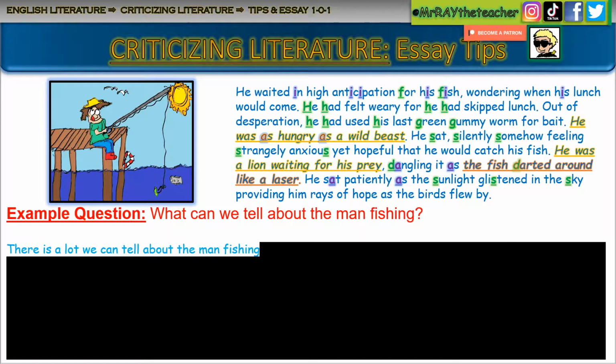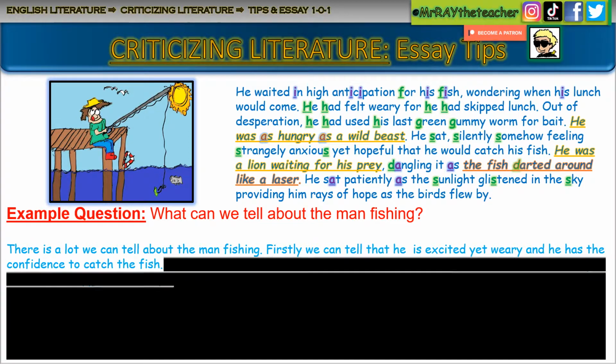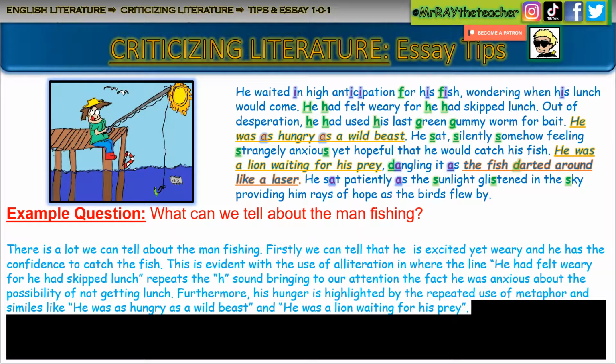There's a lot we can tell about the man fishing. Firstly, we can tell that he's excited yet weary, and he has the confidence to catch the fish. This is evident with the use of alliteration, in where the line, "he had felt weary for he had skipped lunch," repeats the H sound, bringing to our attention the fact that he was anxious about the possibility of not getting lunch. Furthermore, his hunger is highlighted by the repeated use of metaphor and similes, like "he was as hungry as a wild beast," and "it was a lion waiting for his prey."